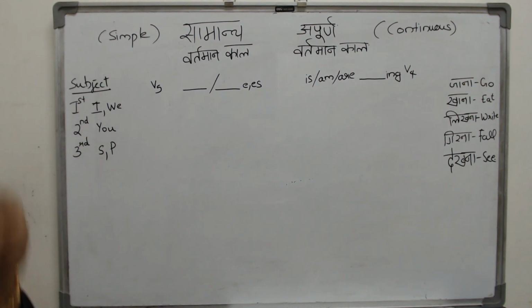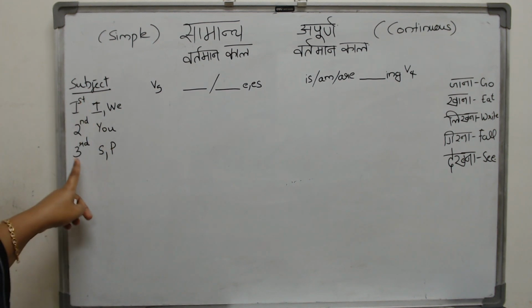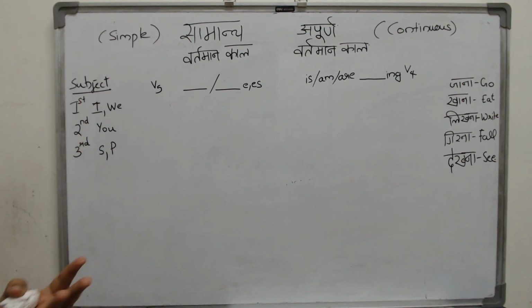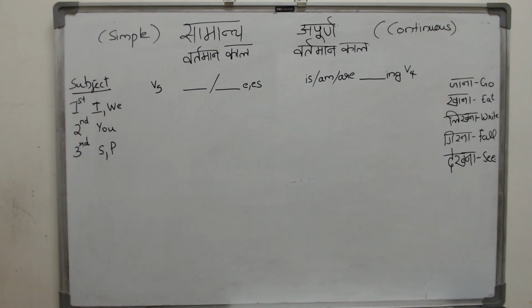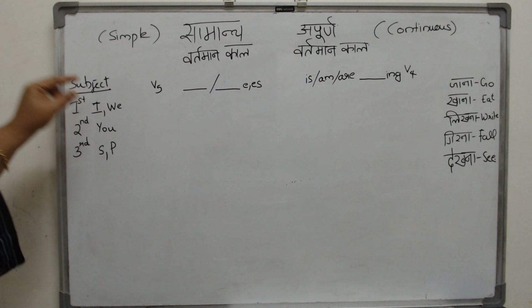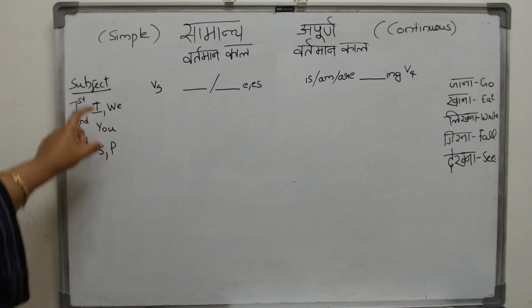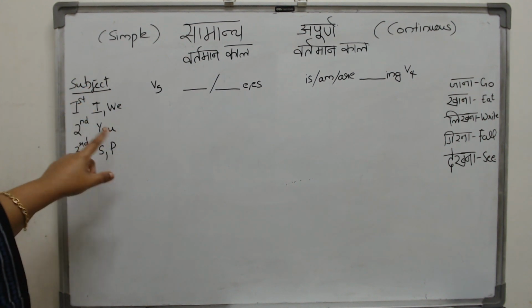And who is the second person? The second person is you, who is right now watching this video. Who is the third person? Anyone that is not you or me. Any bird, animal, he, she, they, Rahul, Sita, doctor, bird, birds, donkey, donkeys. Anything that is not you and me will fall in the third person.